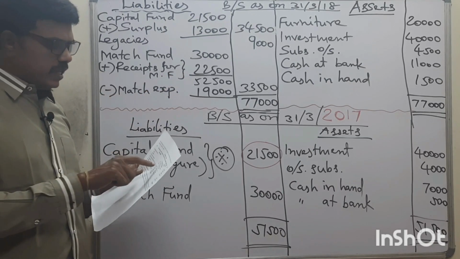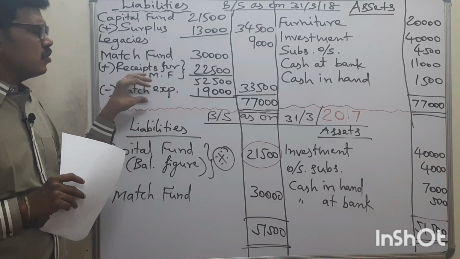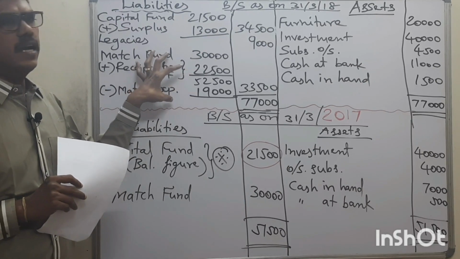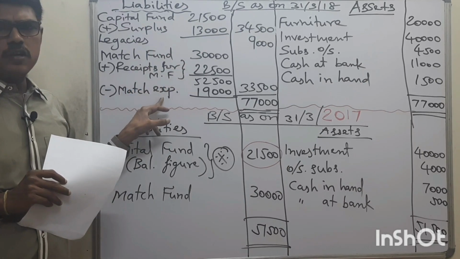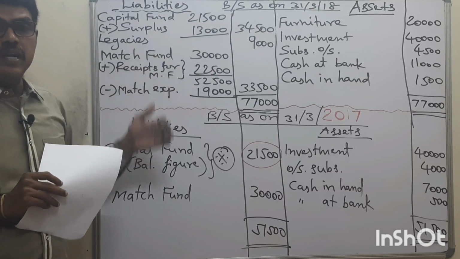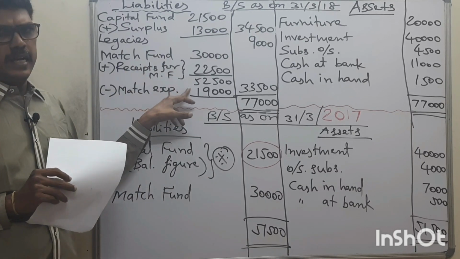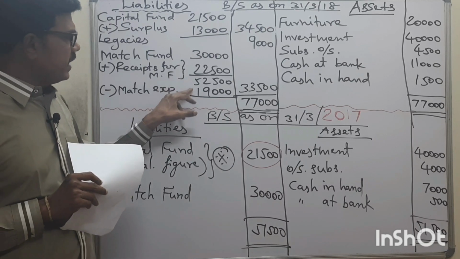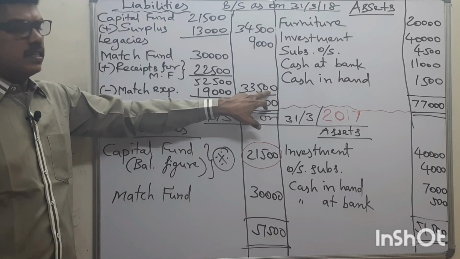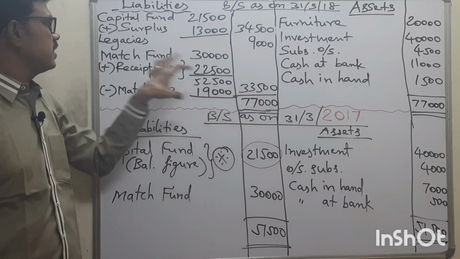At the same time, during the year, the club has spent 19,000 rupees for match expenses. So whatever is the expenses or income associated with the fund should be taken into the balance sheet. These expenses should not be shown in the expenditure side because the club has created a fund for meeting the expenses. So these expenses must be subtracted. After subtracting 19,000 from the total fund account, we have 33,500. This is a favorable balance. Still, the club has 33,500 in the match fund account.